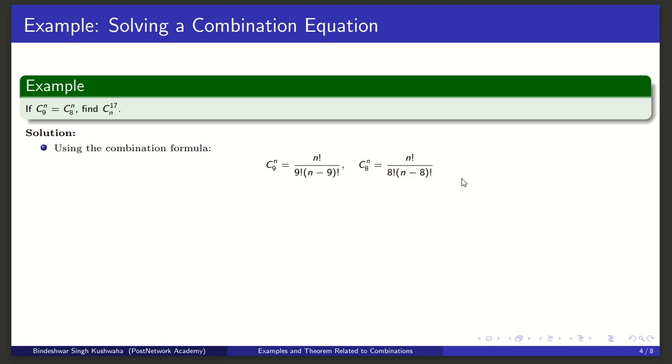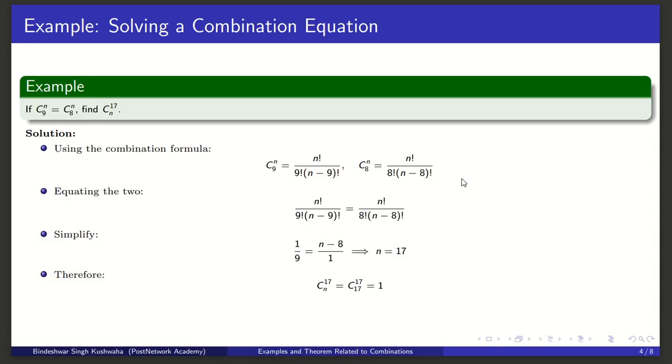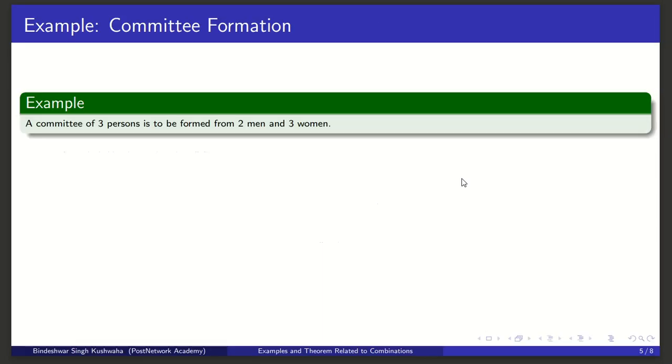The example is: if nC9 is equal to nC8, find the value of 17Cn. So we are using the combination formula. We will expand nC9 and nC8 and equate them. So we will get 1 upon 9 is equal to (n minus 8) upon 1, and that would be equal to 17. So the value of n is 17. So 17C17 would be equal to 1.